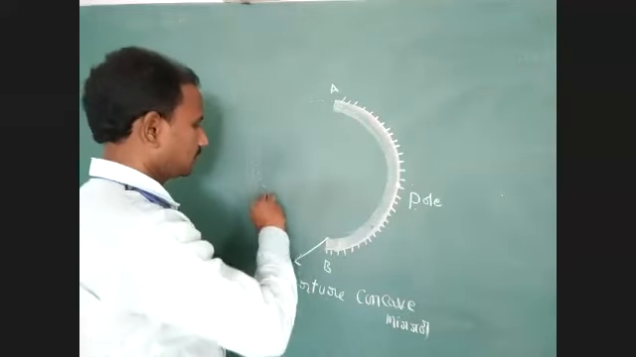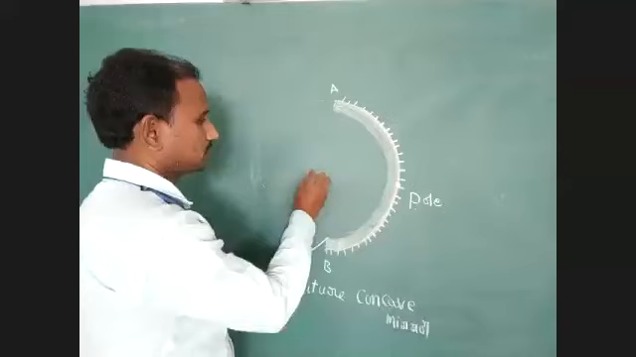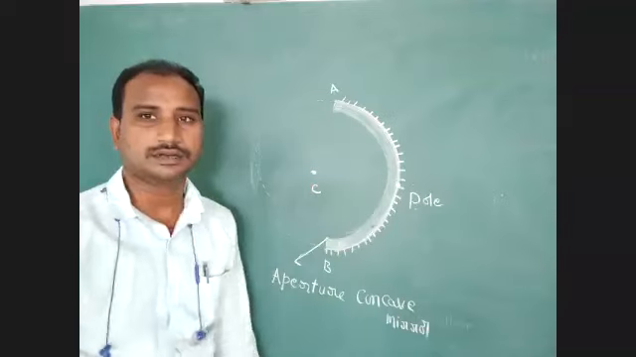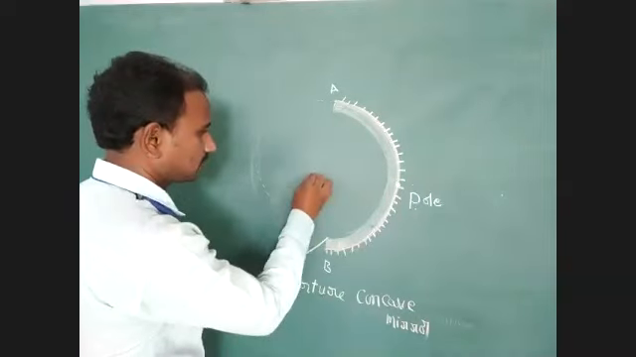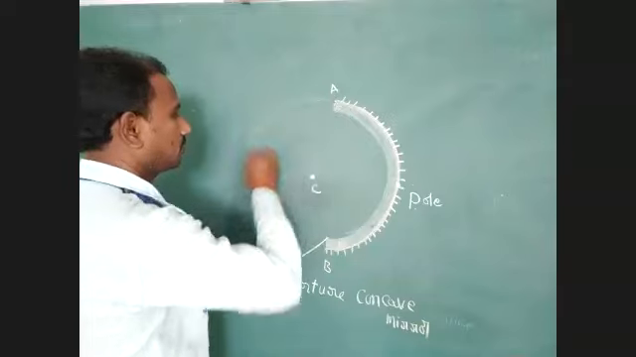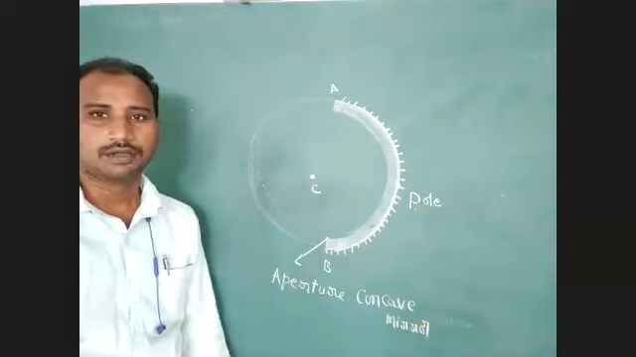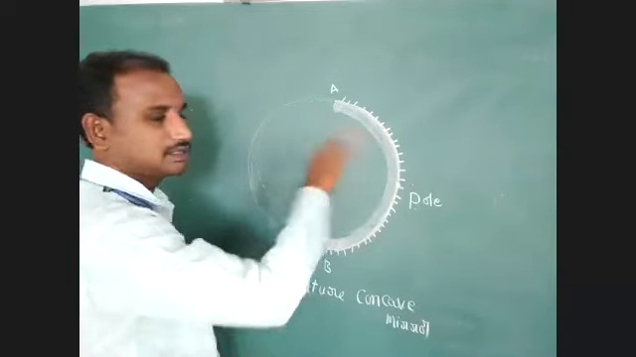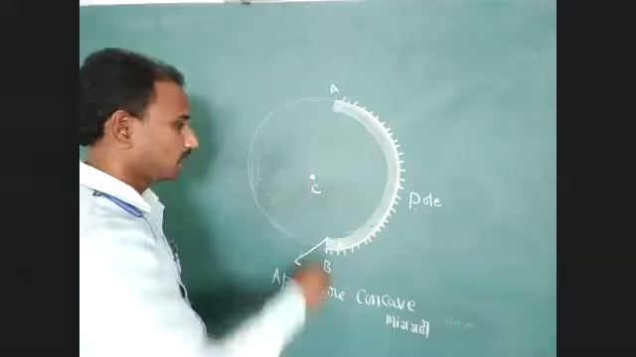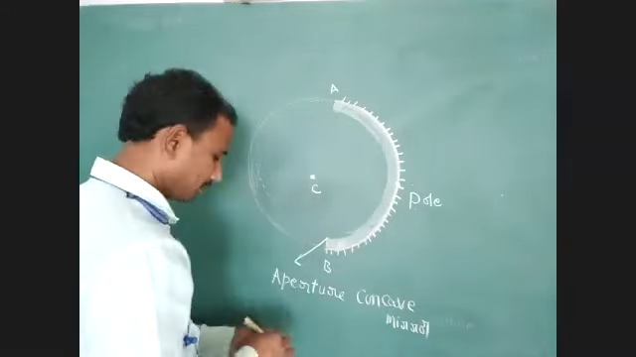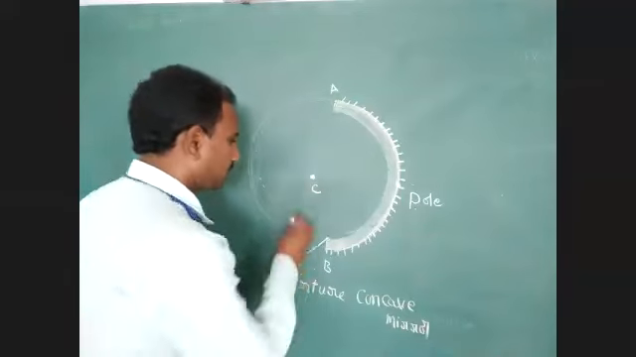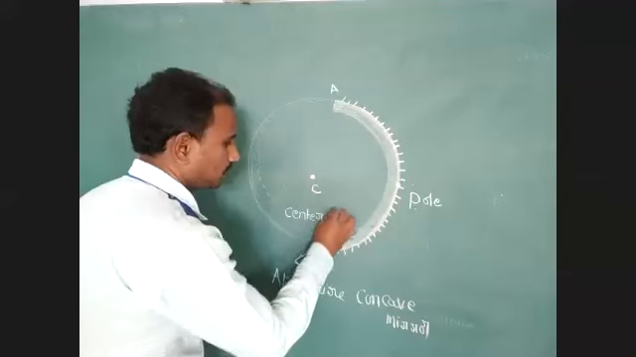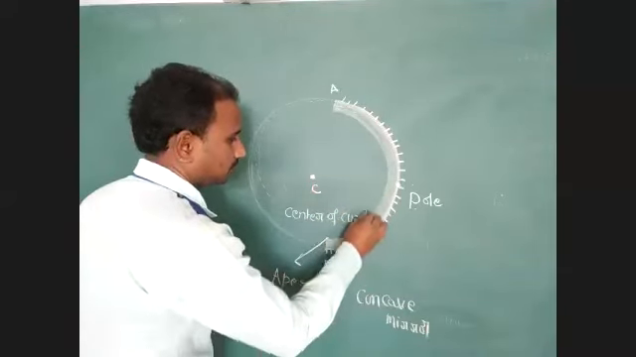Here we have to imagine the center for this curved surface, or the center of this sphere. It is called the center of curvature. It is denoted by the letter C. I have to write that down: center of curvature.